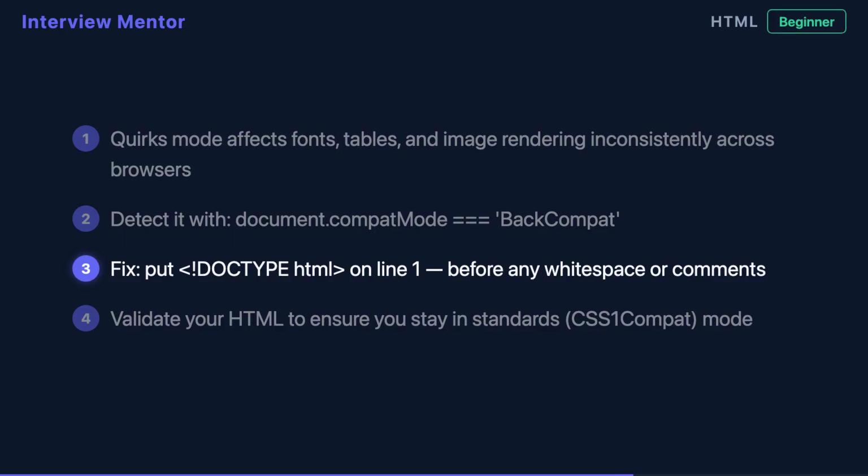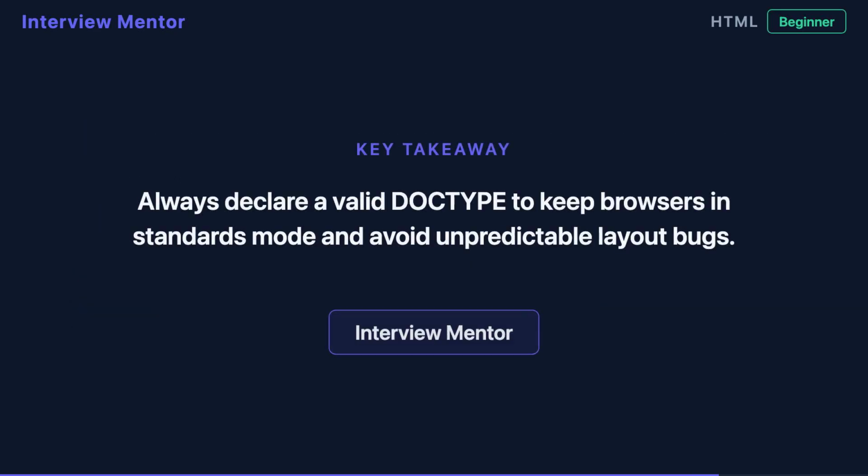Add the correct DOCTYPE on line 1, then validate your HTML. Almost standards mode is a third option some browsers use for near valid pages, but in practice, you should aim for full standards mode every time. Always place a valid DOCTYPE declaration on the very first line of every HTML file. It's the one line that keeps browsers in standards mode and your layouts predictable.